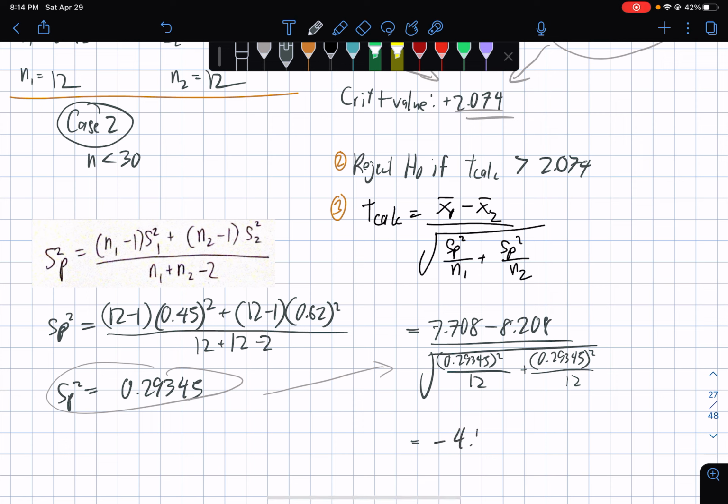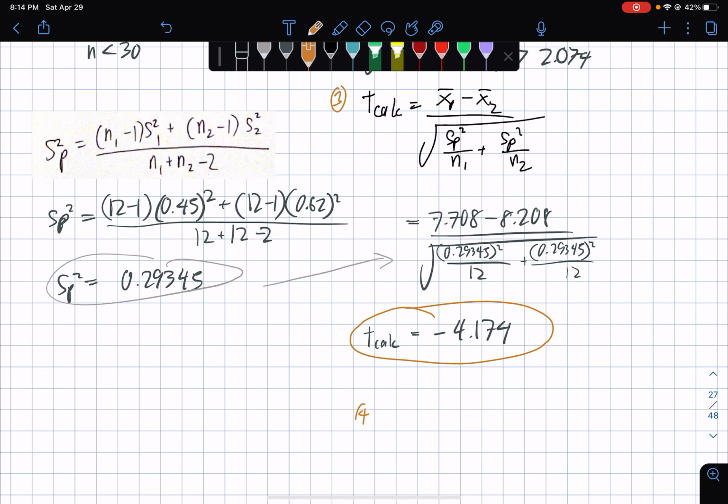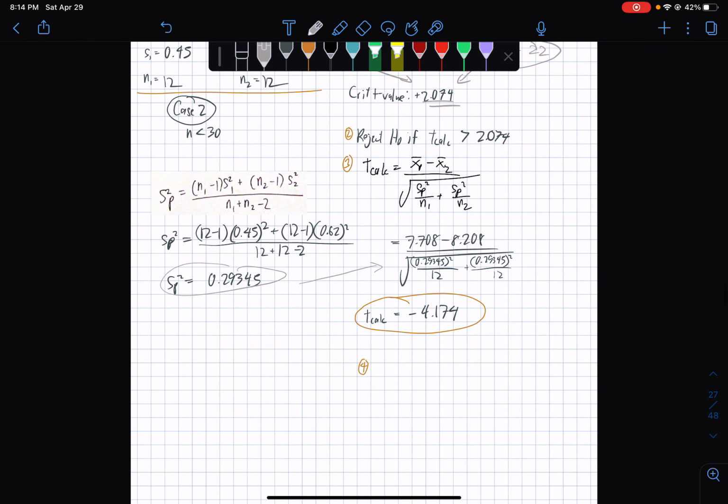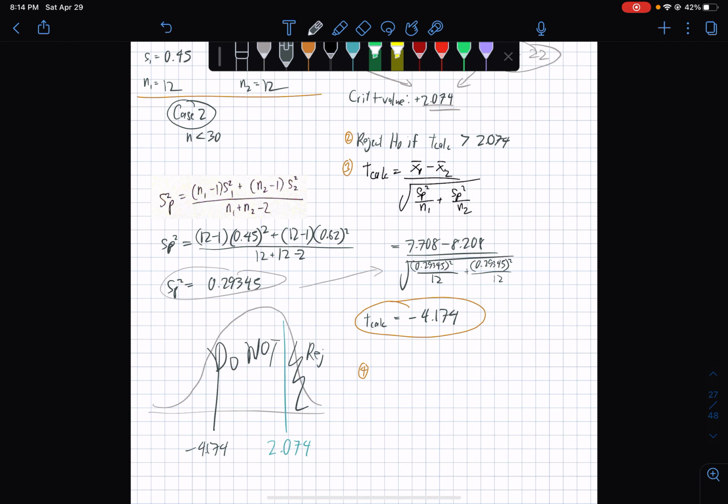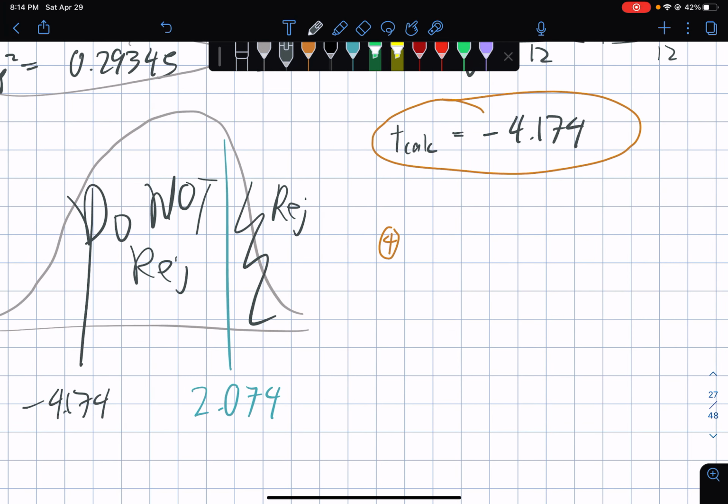So we have negative 4.174. Let's make our graph, positive 2.074, and this region is negative 4.174. This region is reject, because this is a right-tailed test, and this one is do not reject. So our ruling is that we fail to reject H0.